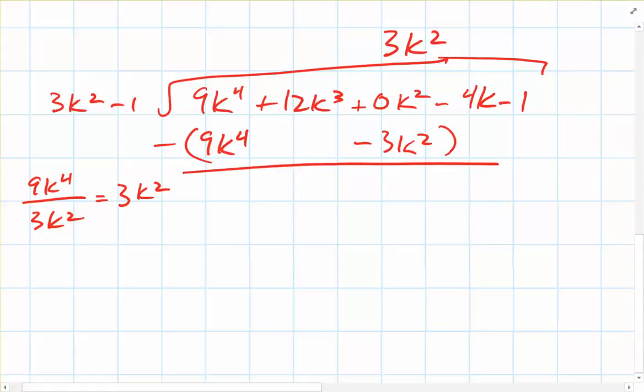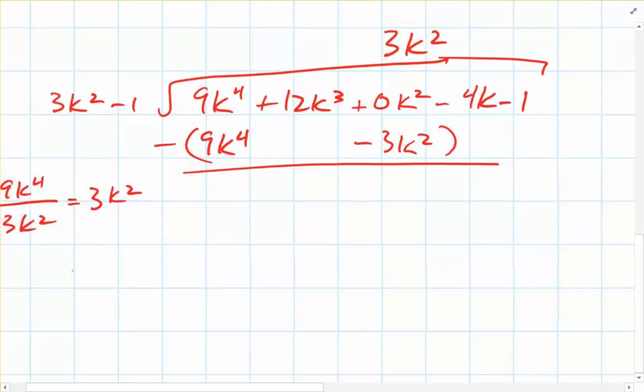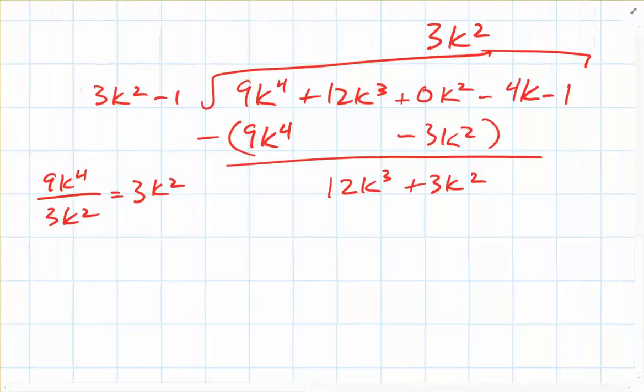So if you subtract this, what happens to the 9k to the 4th? It cancels out. It's gone, right? We'll move this over just a little bit. So these are gone, but then what happens to the 12k cubed? Oh, nothing, because there's no k cubed term, right? What is 0k cubed minus negative 0k squared minus negative 3k squared plus 3k squared? What's the leading term now? 12k cubed. It's the first one. Distribute the negative. That's why the parentheses are so important.